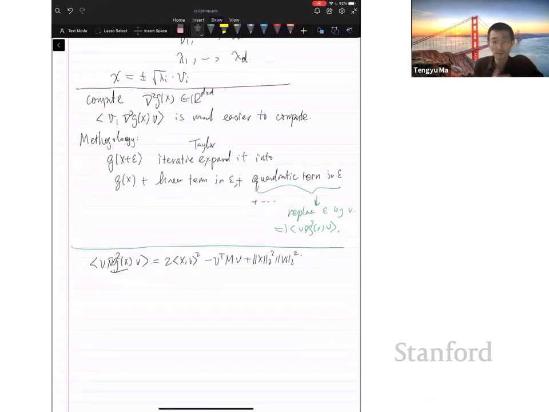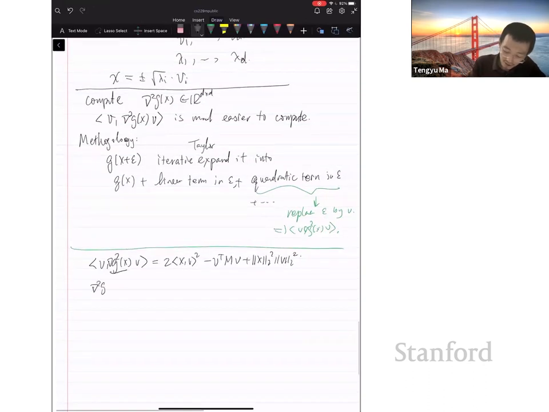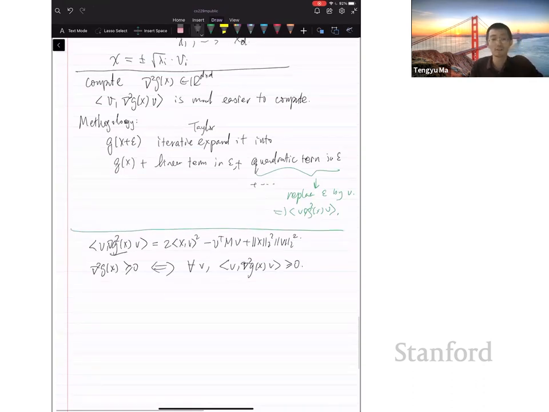Anyway, okay, so we have this quadratic form, and we know that the Hessian being larger than 0 is equivalent to the quadratic form of the Hessian being larger than 0 for every v. Here's what I mean by why you only care about the quadratic form. You only care about what happens when you plug in different v's. But which v do we want to plug in? Shall we plug in all of the v's, or shall we just use some specific v's?